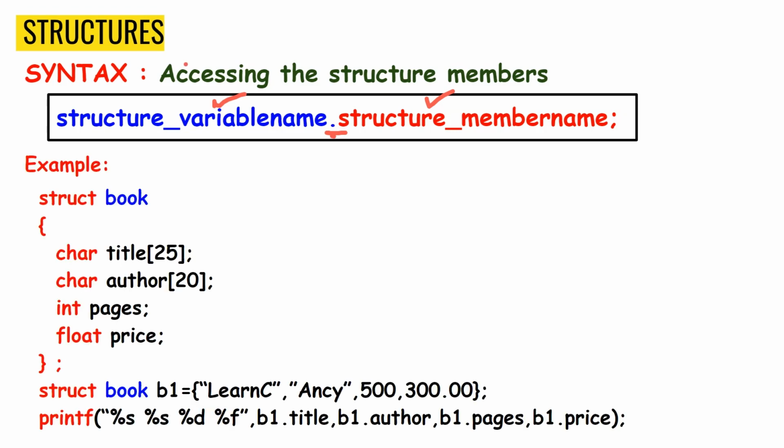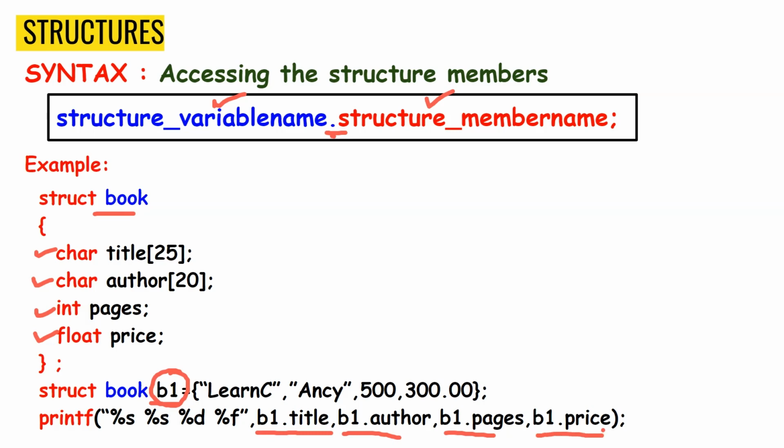For example, we have defined the structure book, struct book, followed by the structure members: title, author, pages and price. We have declared the structure variable B1, struct book B1. B1 is the structure variable. How will you access these structure members with this variable? By using the dot operator. You can see in the printf, we are accessing the members with the dot operator and the structure variable name: B1 dot title, B1 dot author, B1 dot pages, B1 dot price. So this is how we access the structure members.